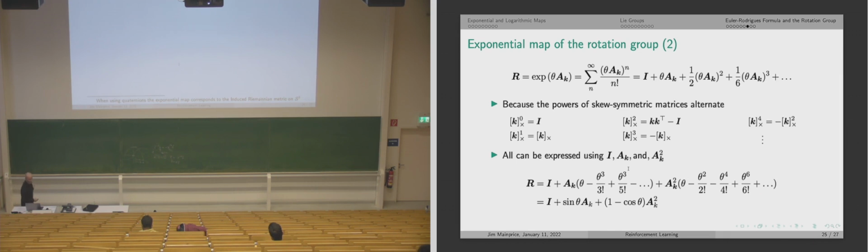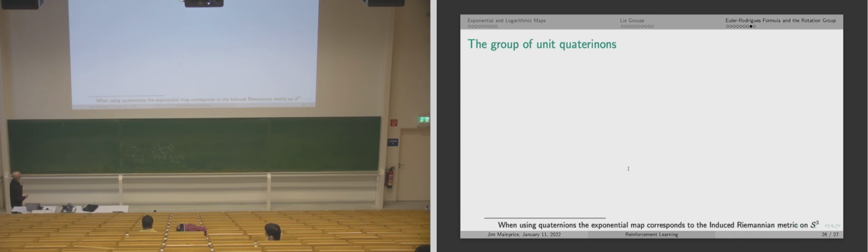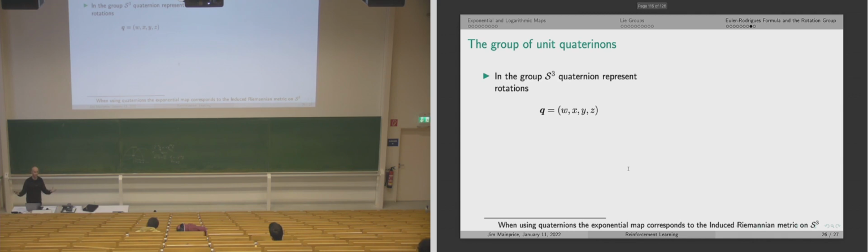Okay, final slide. We're late. So the group of unit quaternions. As I said in the beginning, unit quaternions are a way to represent 3D rotations. Generally, the quaternions are just the extension of the complex numbers to the three-dimensional case.